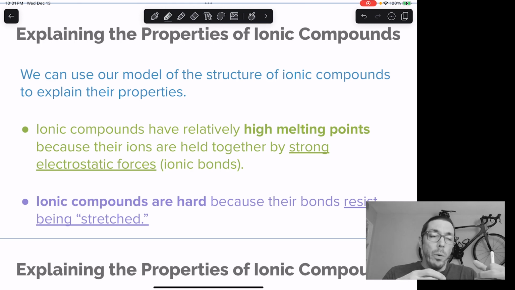And if you want to melt that substance, you have to heat it, give it quite a lot of energy before those ionic bonds start to loosen and start to move around. It takes a lot of heat energy to do that because they're held so strongly together.